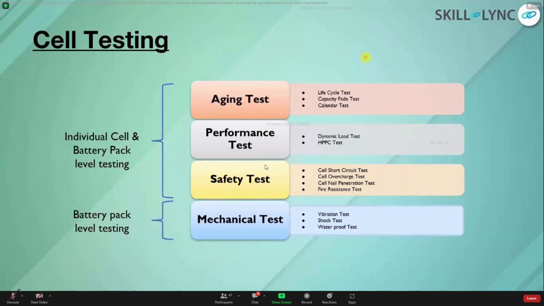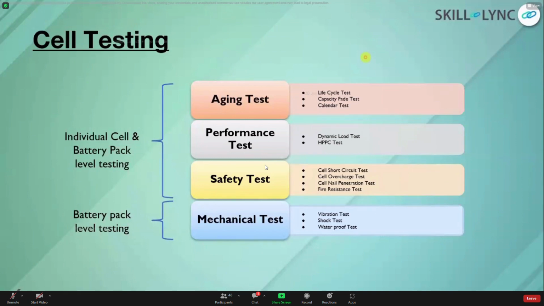In order to do the tests, we will have multiple tests under the mechanical test category. The first one is the vibration test. The second test is the shock test. And the third one is the waterproof test. So these are the 4 different categories. Under each and every category, we have multiple tests to perform. So we understood now the different types of categories and the types of tests.